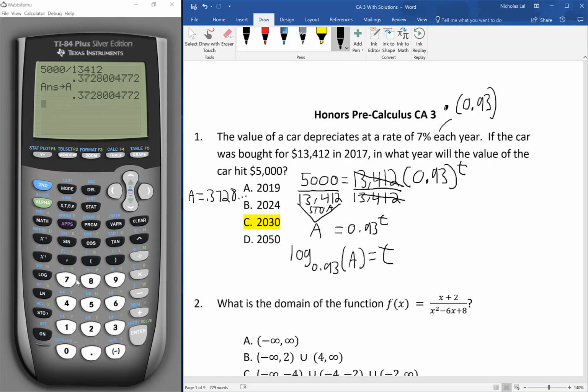So in order to, I can't do it on my calculator, I can do the log of a divided by the log of 0.93 to evaluate the logarithm. Use the change of base formula. So that will be 13.59. All right. So t is equal to 13.59.